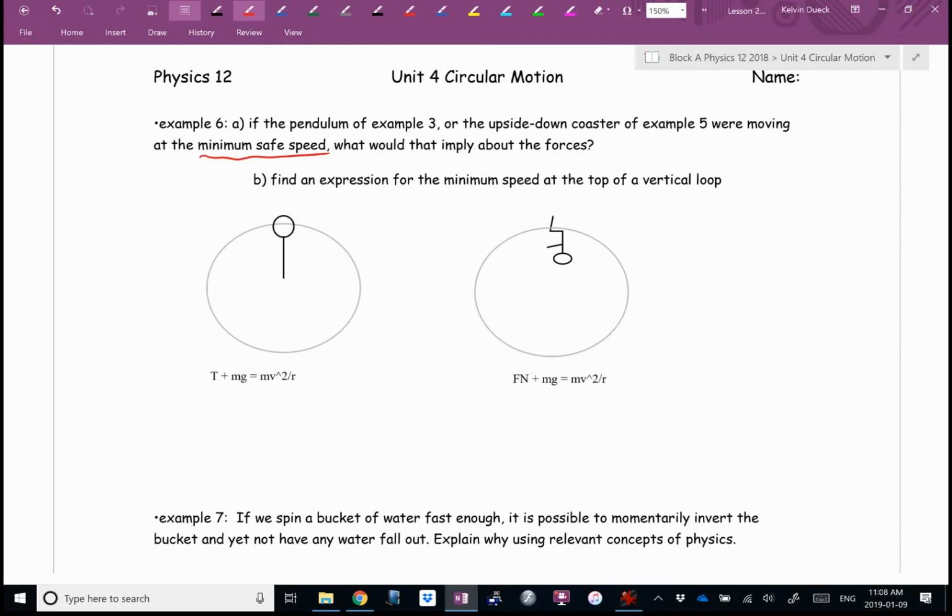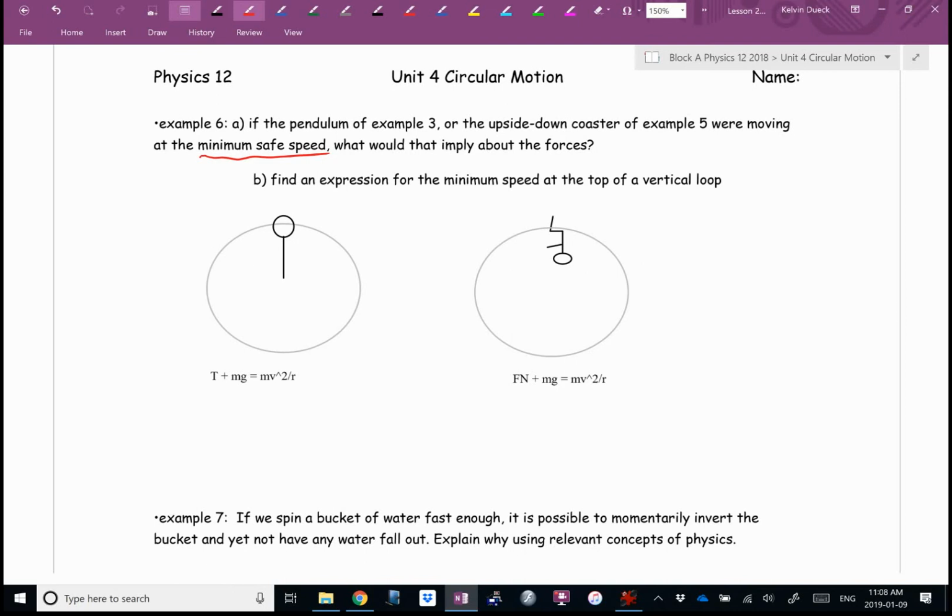Well, let's look at situation A, the rope. Watch closely, and I'm going to slow down. So right now I'm going really fast. I'm going to slow down to minimum safe speed. Watch the rope. Did you notice what happens for a split second in the rope there? If I'm right on minimum safe speed, how big is tension exactly? Exactly 0.